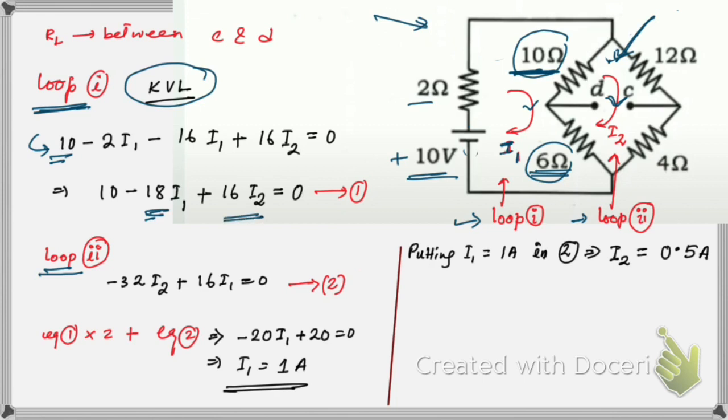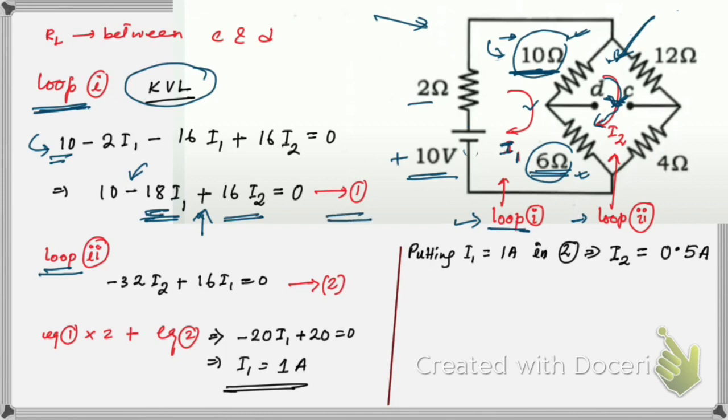So adding these three resistances, 10, 6 and 2, in loop 1, you will get 18 into I1. The resistance shared with the other loop, loop 2, where the current is flowing as I2, should be written with the opposite sign. I have given it positive here, and this is equation number 1.